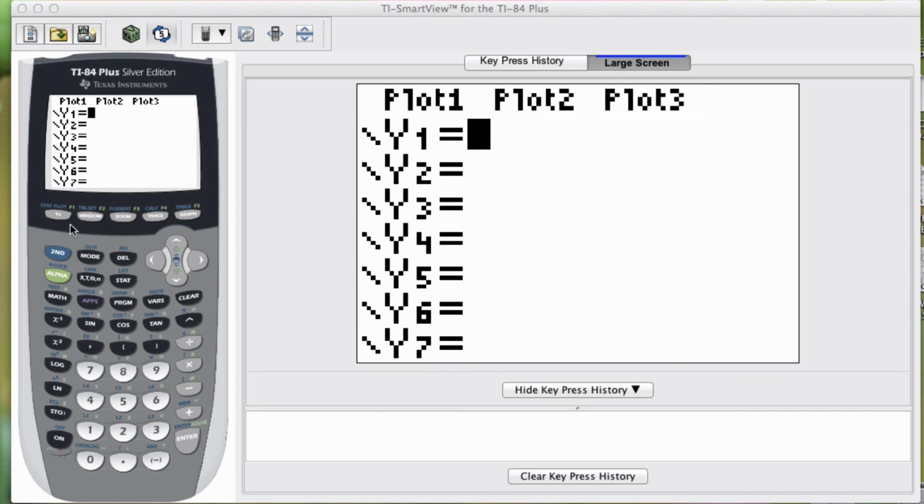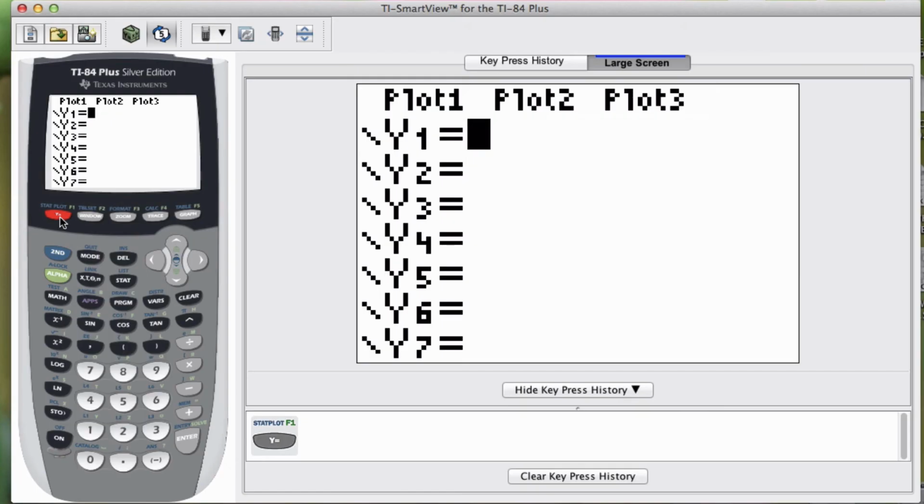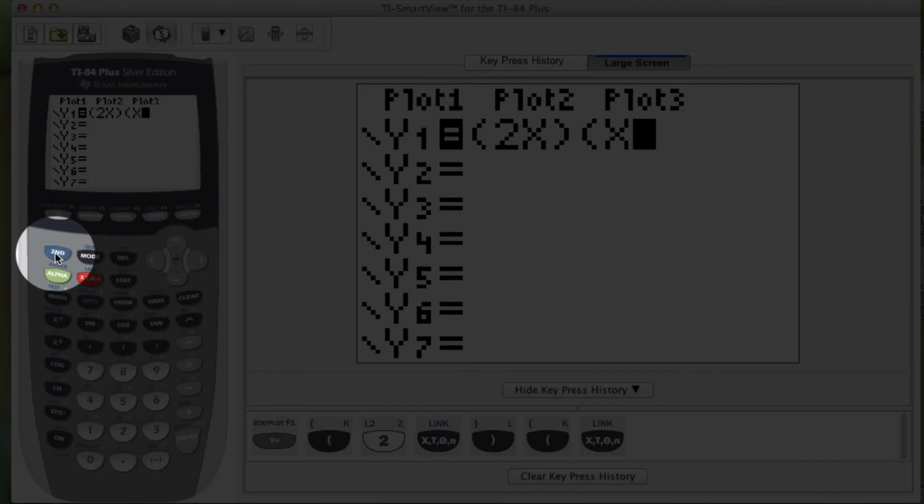So I'm beginning here by pressing y equals, so that's giving me this menu that we see in front of us. And our first function, it says 2x if x is greater than or equal to 2. So I'm going to put parentheses, 2x, parentheses. So my function is in parentheses. Then I need to put the domain in parentheses. Our domain is when x is greater than or equal to 2. So this is probably the only tough part to remember.